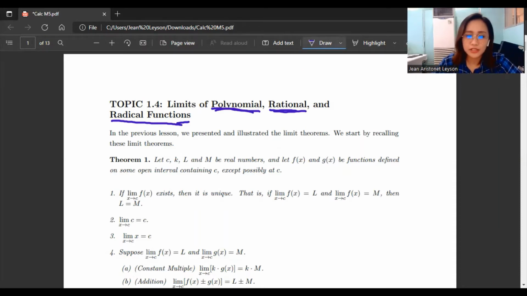So let's proceed. In the previous lesson, we presented and illustrated the limit theorems. If you can still recall, in our previous discussions, we talked about the different theorems in finding limits of functions. So we start by reviewing these limit theorems.